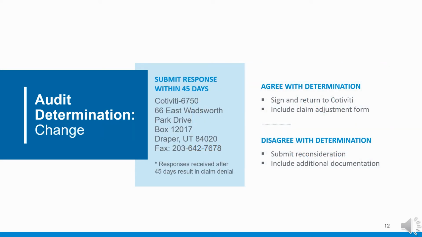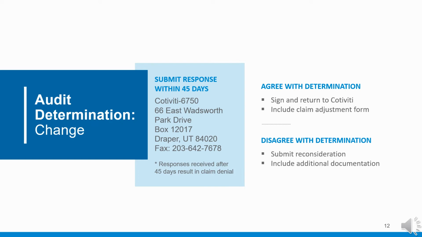If you receive an audit determination of change, this means Cotiviti feels the claim is not coded correctly according to submitted documentation. The letter will contain an explanation and rationale of the finding. If you agree with Cotiviti's determination, you can sign and return the letter to Cotiviti along with a completed Blue Cross Blue Shield of North Dakota claim adjustment form.